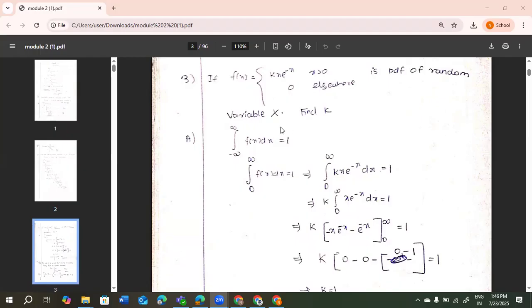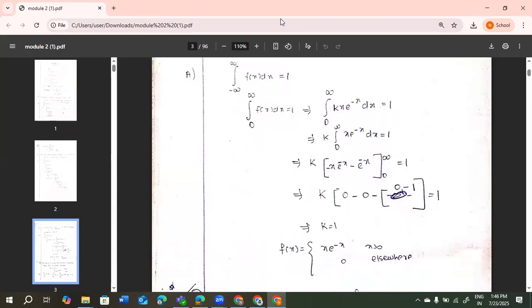So, to find k, we can use the equation. In the continuous case, we have the equation integral from minus infinity to infinity of f of x dx is equal to 1. So, just substitute the value in the place of f of x. Okay? I think you can follow that. And you have got this.